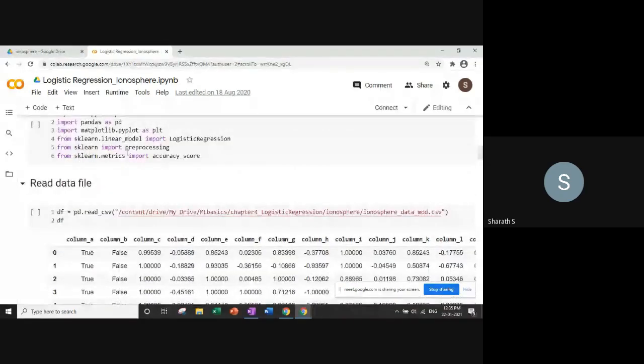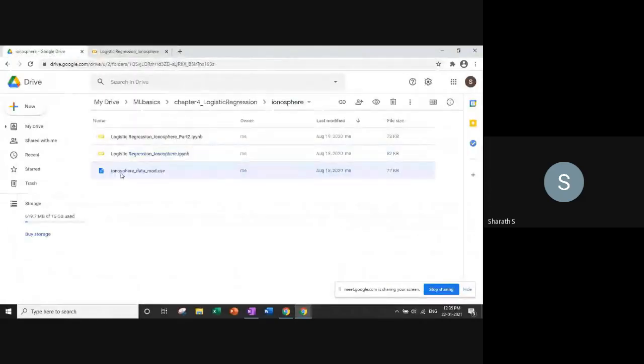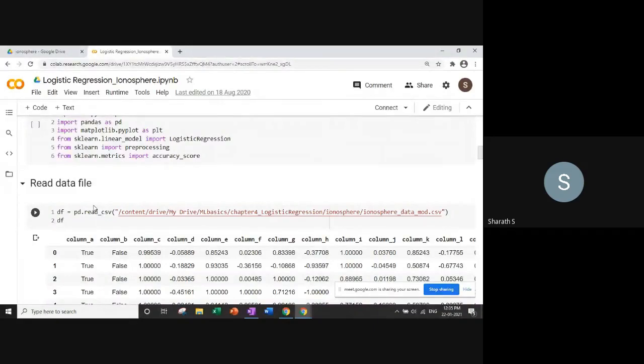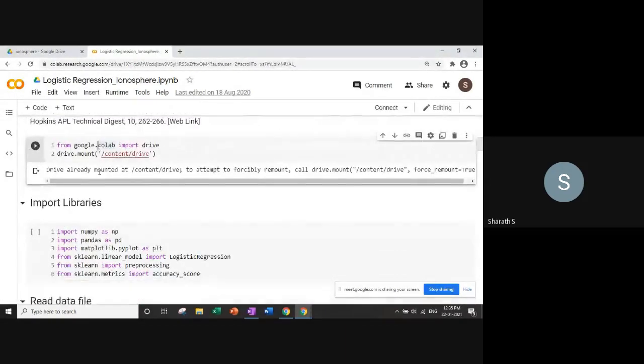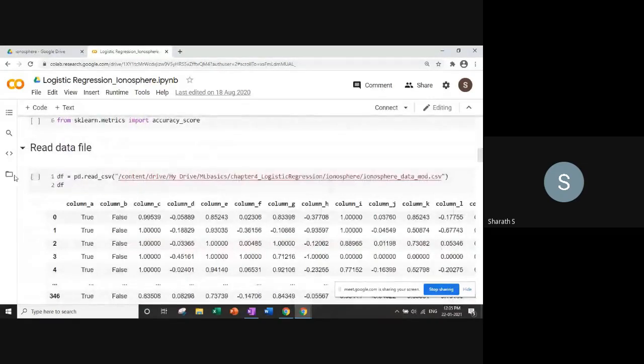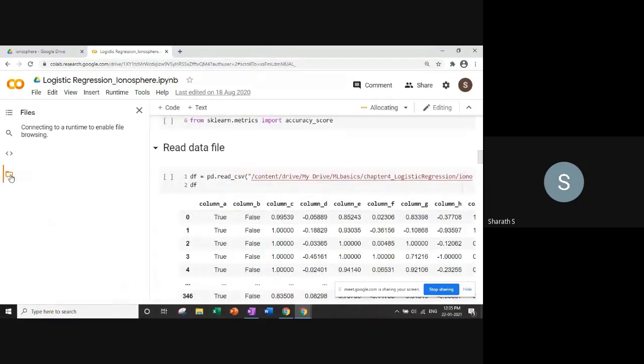So we have the data here. I showed you that this data is there, the ionosphere data. And again using pandas, we will read the CSV file, and like I explained yesterday, first you have to mount your Google Drive, and then go to the particular CSV file, copy the path, and then paste it here. This won't work for you, so you have to change your path based on what you get from this particular folder structure.